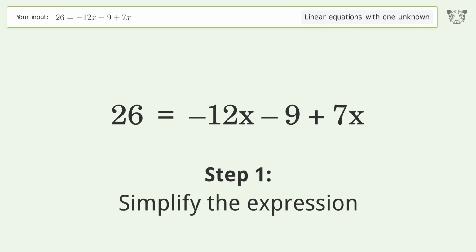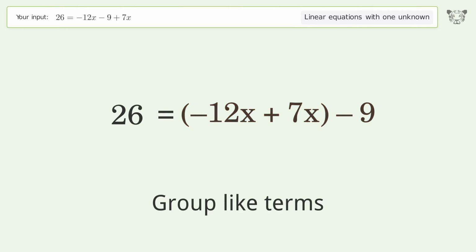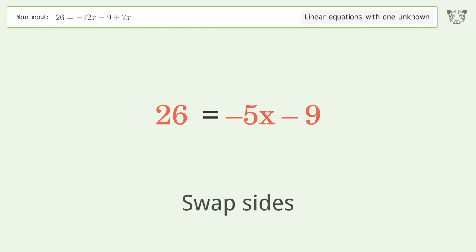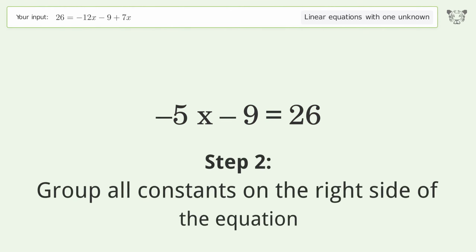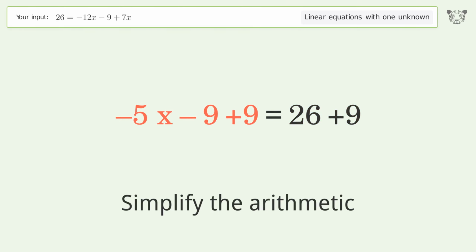Simplify the expression. Group like terms. Simplify the arithmetic. Swap sides. Group all constants on the right side of the equation. Add 9 to both sides. Simplify the arithmetic.